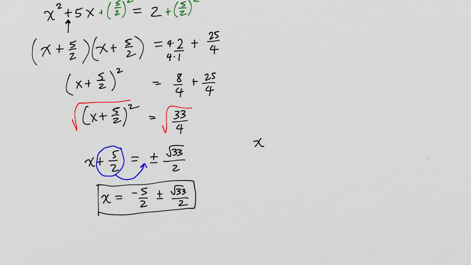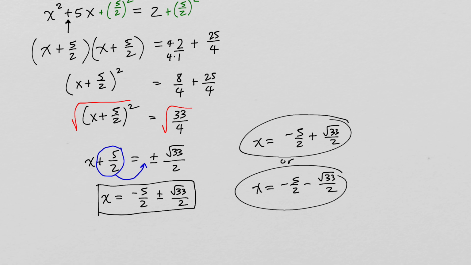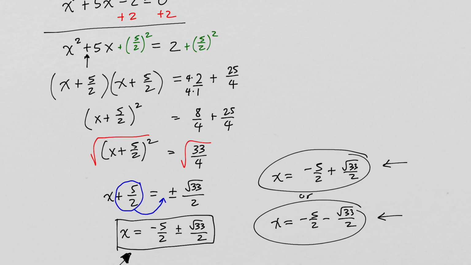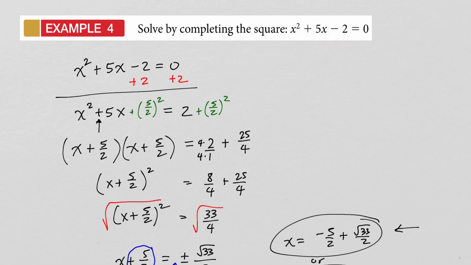Okay, now there's two answers there. We have negative 5 halves plus radical 33 over 2, or x is equal to negative 5 halves minus radical 33 over 2. Now you can write your answers all in one like this. Sometimes when you do this on a computer, it will make you put the answers separate from each other. But notice that the answers are not very nice, right? They're not whole numbers. They're not simple fractions. They involve irrational numbers, like radical 33, for example. This is why we need completing the square, because there's no way to solve this equation here by factoring.